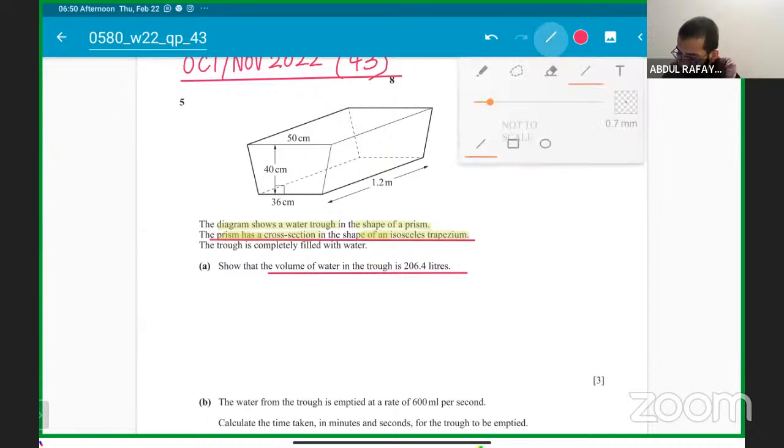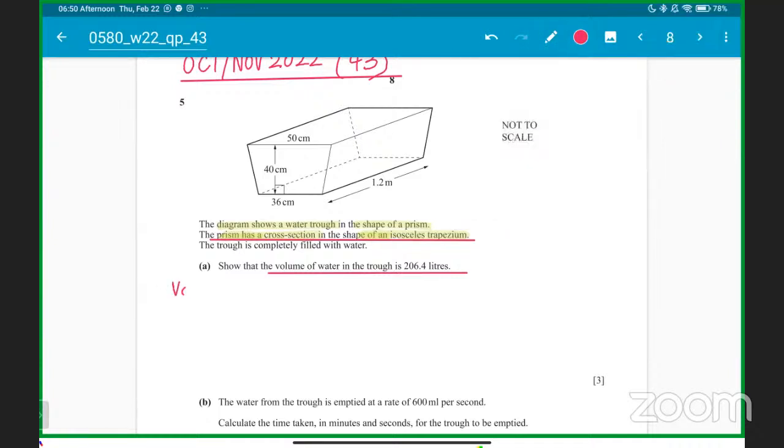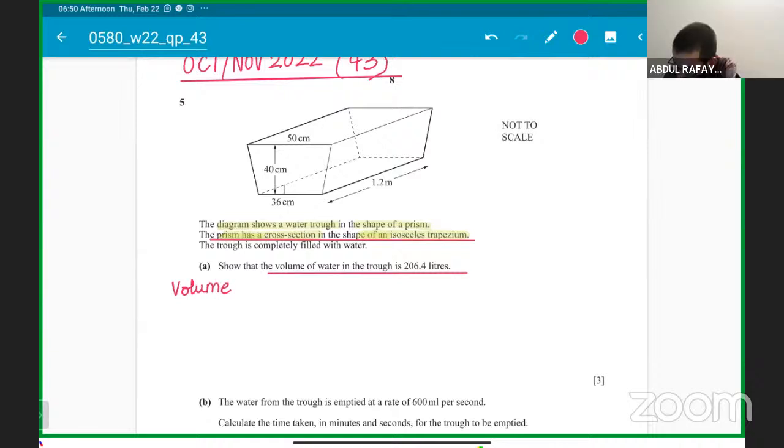Everyone getting it, guys? Clear? Following? Understood? So sir, how do you find the volume for these cases? Always remember, the volume is equal to the base area into the height, or the length.